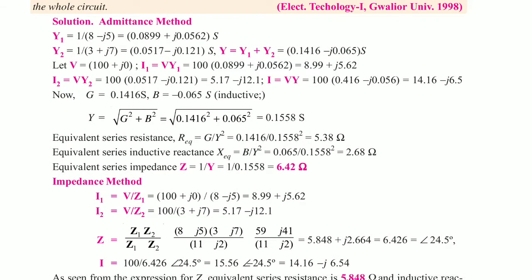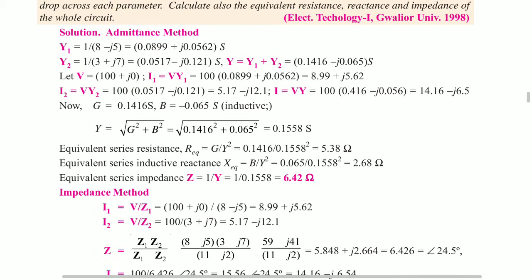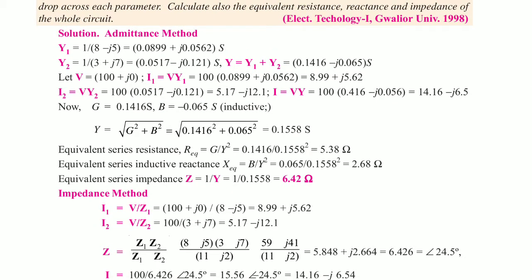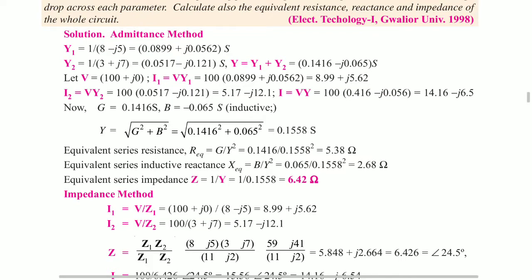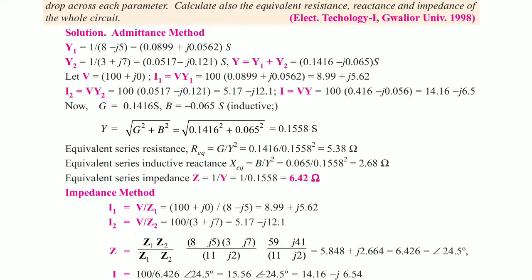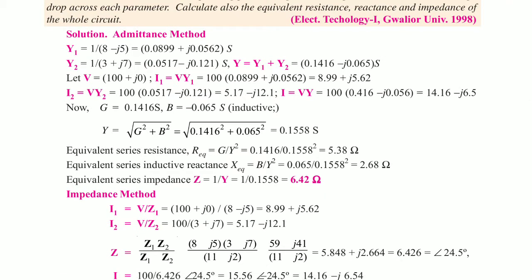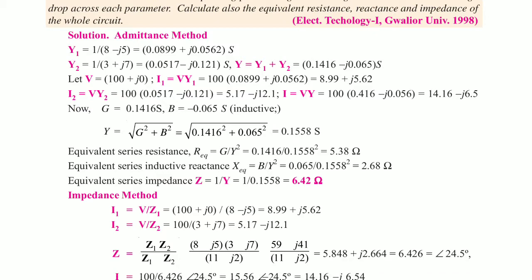Now V is 100 plus j0. Now I1 is equal to V Y1, that is 100 into 0.0899 plus j 0.0562, that is equal to 8.99 plus j 5.62. Now I2 is equal to V into Y2, that is 100 into 0.0517 minus j 0.121, that is equal to 5.17 minus j 12.1. Now I is equal to V into Y, that is 100 into 0.1416 minus j 0.065, that is equal to 14.16 minus j 6.5.